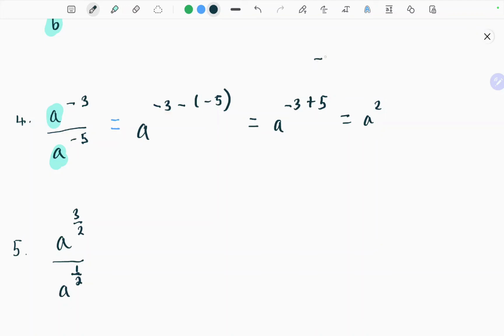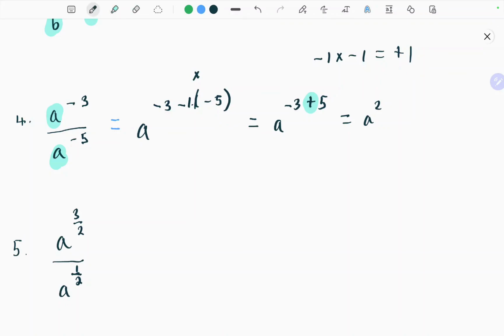We do know that minus 1 times minus 1 is positive 1. So this bracket behaves like a multiplication. So it's like negative 1 times negative 5. That's why I wrote a plus. That is why I wrote a plus here.